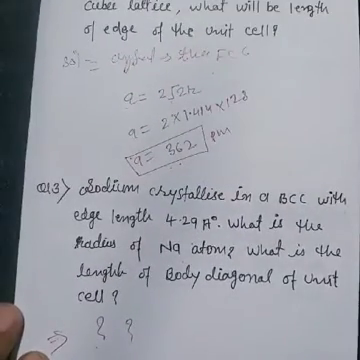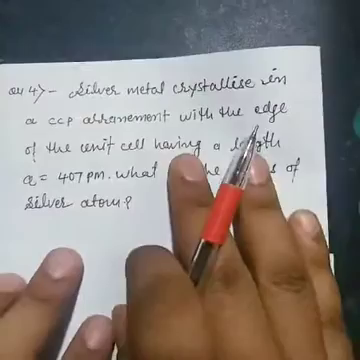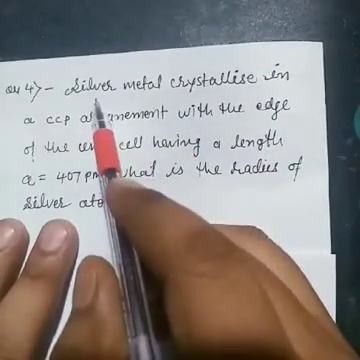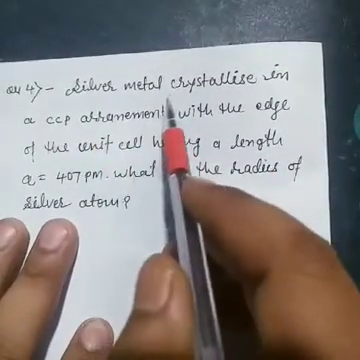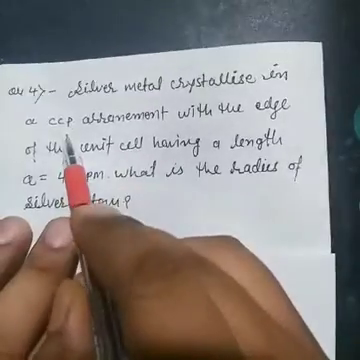Now next question. Here it is question number 4. It is also quite easy. Silver metal crystallizes in the CCP arrangement.